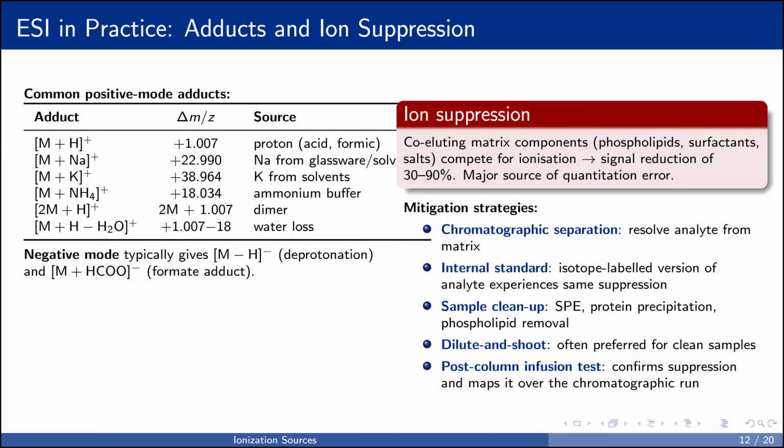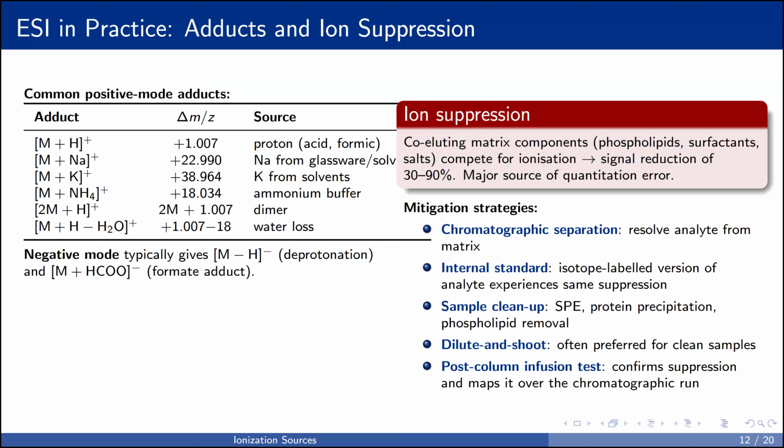The sodium and potassium adducts are often unwanted because they split your signal across multiple peaks. Sources of sodium include glassware, low-grade solvents, and even the skin oil in your fingertips. A common method development activity is to clean sodium out of the system by switching to clean solvents and polypropylene vials. In negative mode, you usually see deprotonated ions, M minus H, and sometimes formate adducts if formic acid is in the mobile phase.